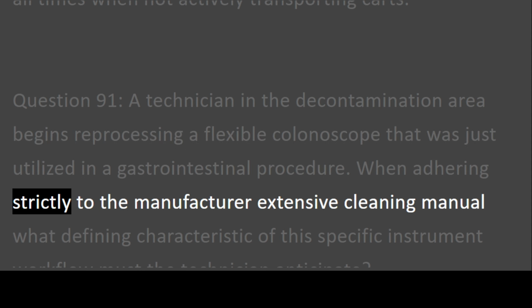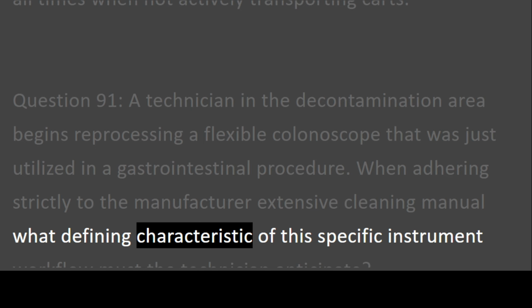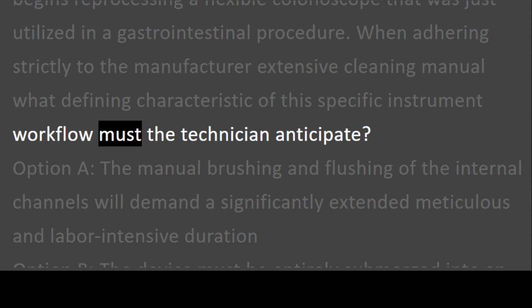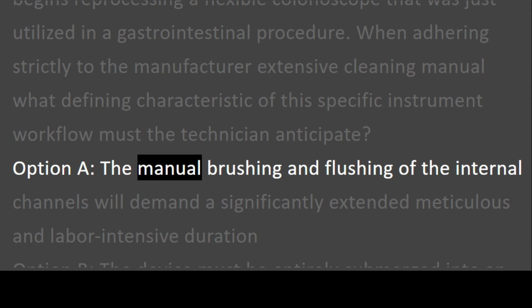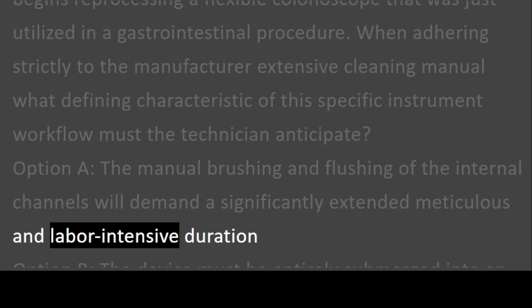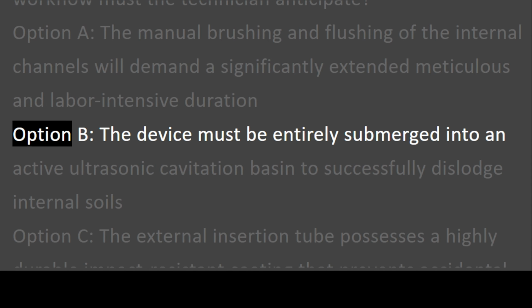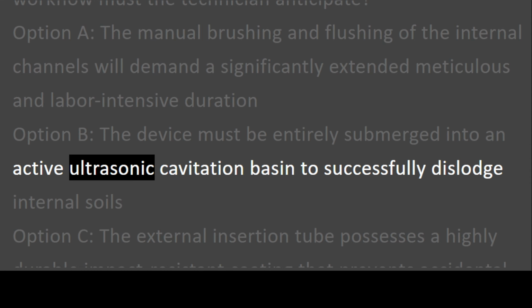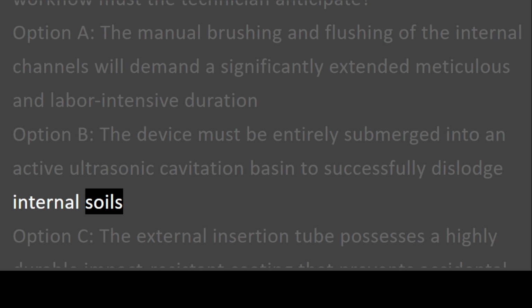When adhering strictly to the manufacturer's extensive cleaning manual, what defining characteristic of this specific instrument workflow must the technician anticipate? Option A. The manual brushing and flushing of the internal channels will demand a significantly extended, meticulous, and labor-intensive duration. Option B. The device must be entirely submerged into an active ultrasonic cavitation basin to successfully dislodge internal soils.